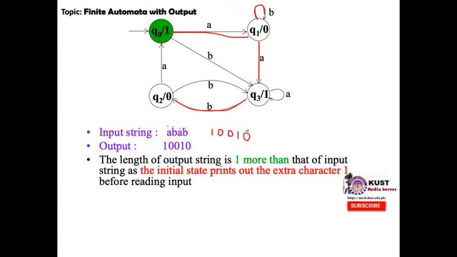So the length of the output string is 1 more than that of the input string, as the initial state prints out an extra character 1 before reading input. You see, its length is 4 and its length is 5. Why? Because we start from this state.